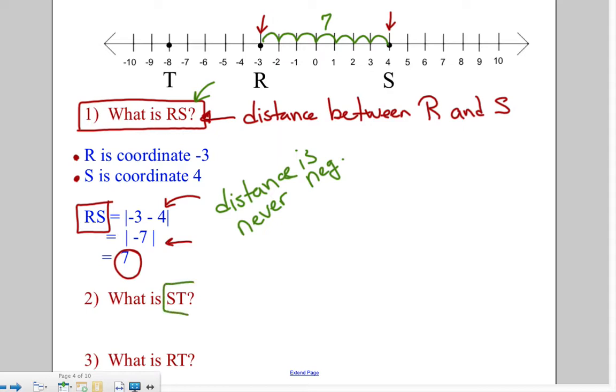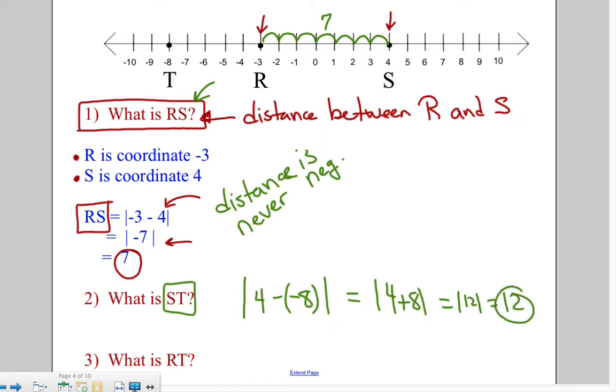ST, capital S next to capital T. We know S is located at 4, and we know T is located at -8. So I find the difference between these two, which is 4 minus a -8, and then take the absolute value. 4 minus a -8 is the same thing as 4 plus 8, and that is the absolute value of 12, which is 12. Yes, you could count that on the number line.